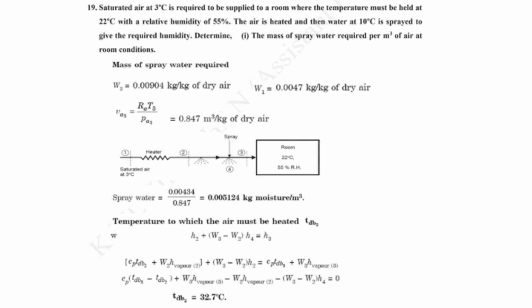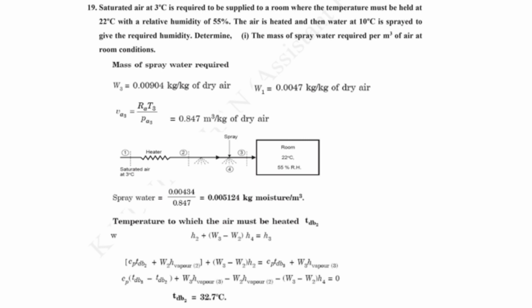Mass of spray water required, Wg, is equal to 0.00904 kg per kilogram of dry air. W1 value is equal to 0.0047 kg per kilogram of dry air. VA3 is equal to RA multiplied with T3 divided by PA3, and the small diagram will represent the following questions and requirements.